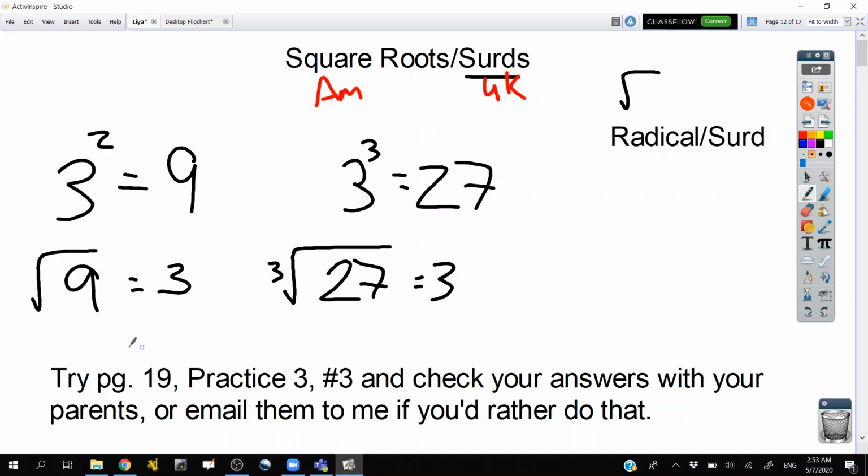So I'm willing to bet that's enough that you could try out page 19, practice 3, number 3. I think, again, it's only 4 or 6 problems, and I'm willing to bet you'll blow through it.